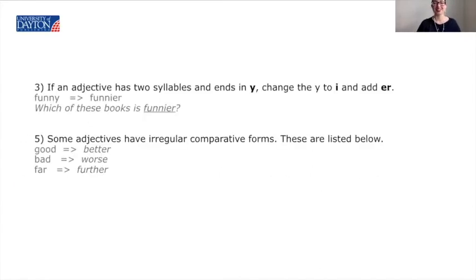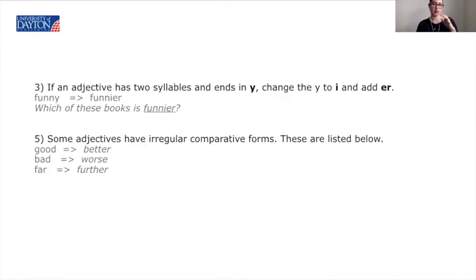Good for him. Now, if an adjective has 2 syllables and ends in Y, change the Y to I and add ER. That sounds kind of odd, but I always like to give examples so it's kind of clearer, you know? So we have funny, funnier. That's what you have to do. The Y disappears, becomes I, and then ER, okay? Which of these books is funnier?